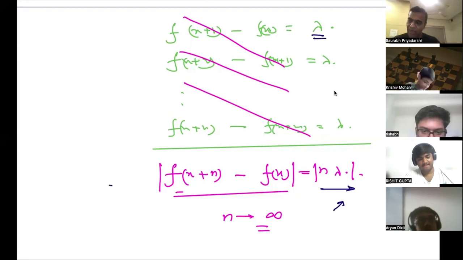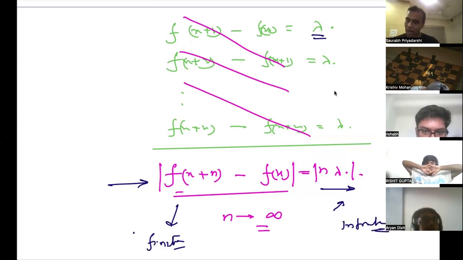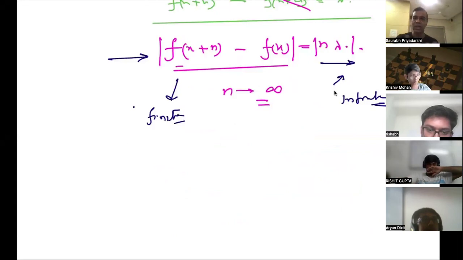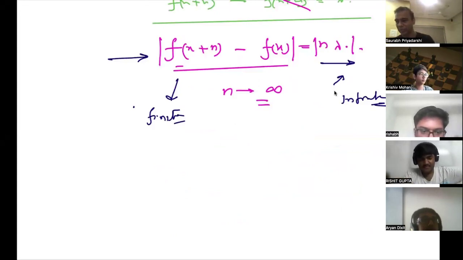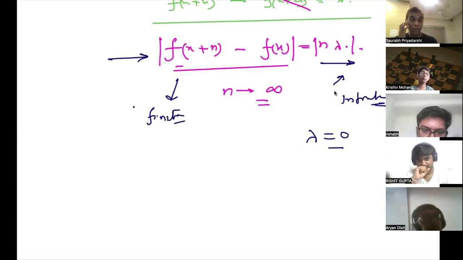But we have seen that mod of f(x+n) minus f(x) always lies between -4 to +4. So this will give you a finite value, and this is giving you an infinite value. How could we manage this? Both sides should give you a finite value. How is it possible? Lambda is equal to 0. Very good. So lambda must be equal to 0.